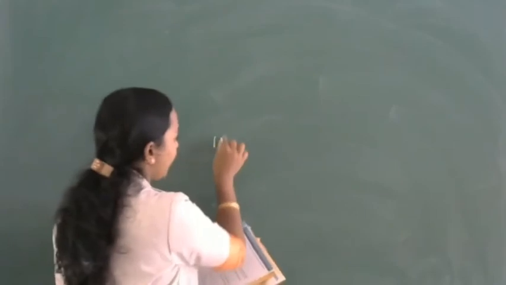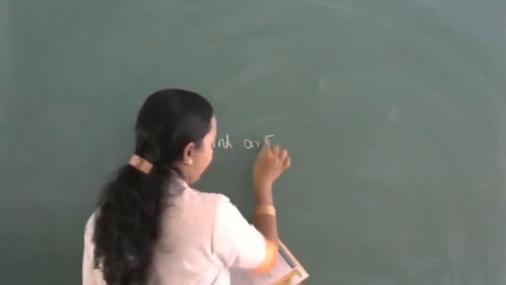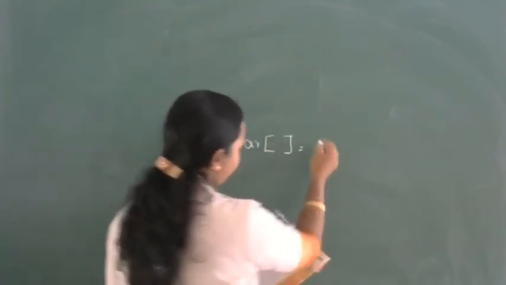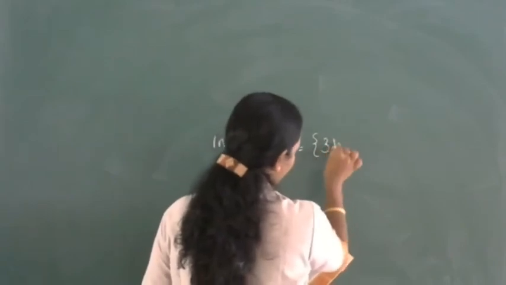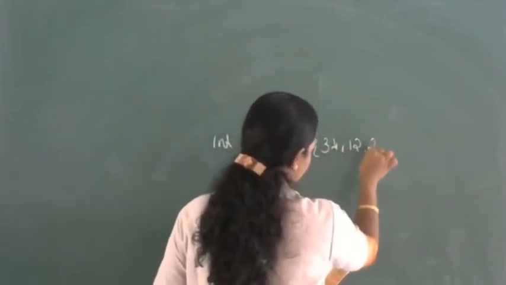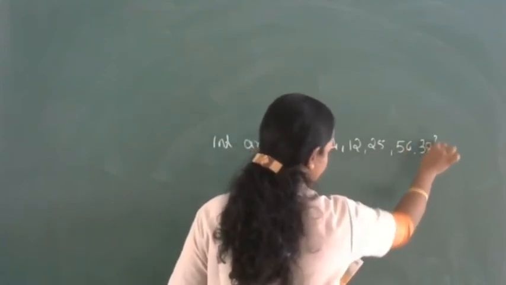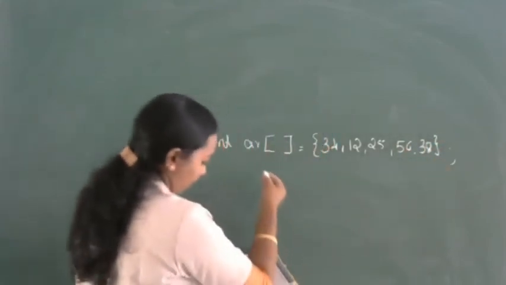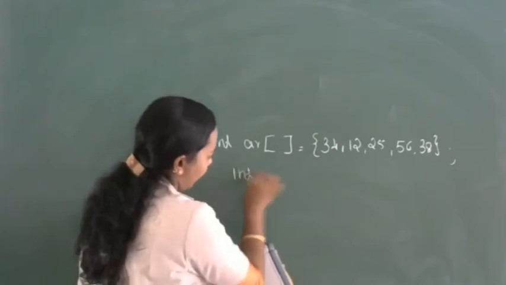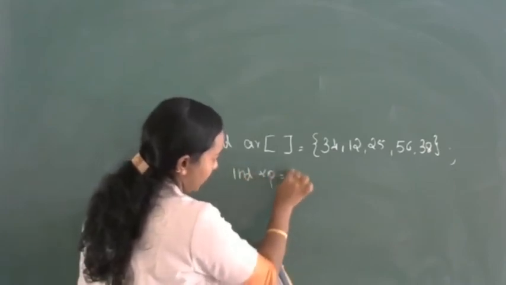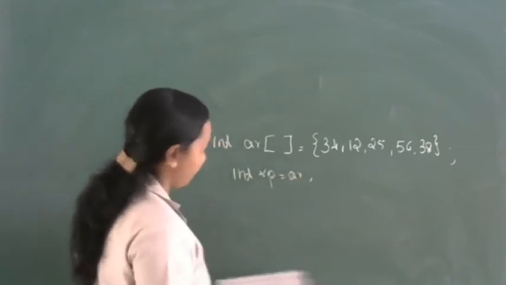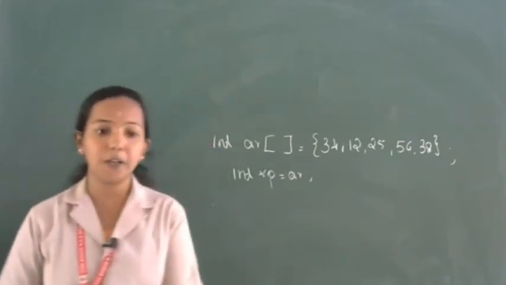The first statement is, read the following C++ statement. int AR, okay, array name, 34, 12, 25, 56, 38. Then you want to write like this, int star P is equal to AR.